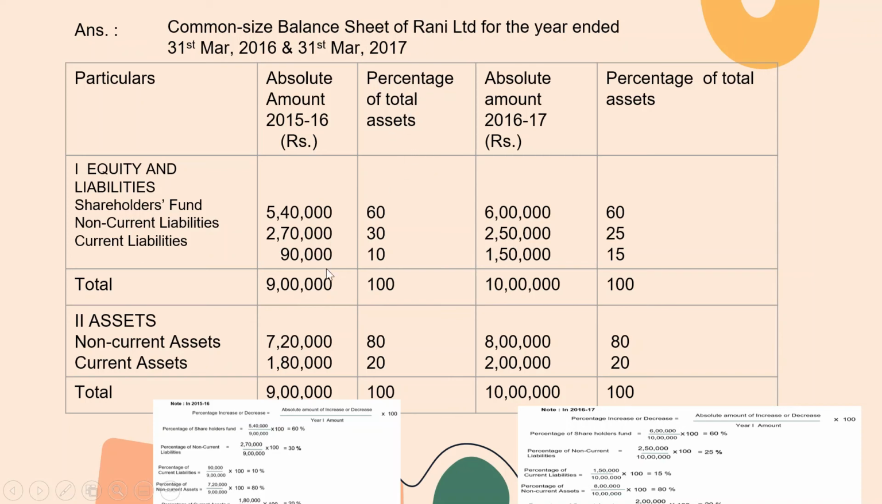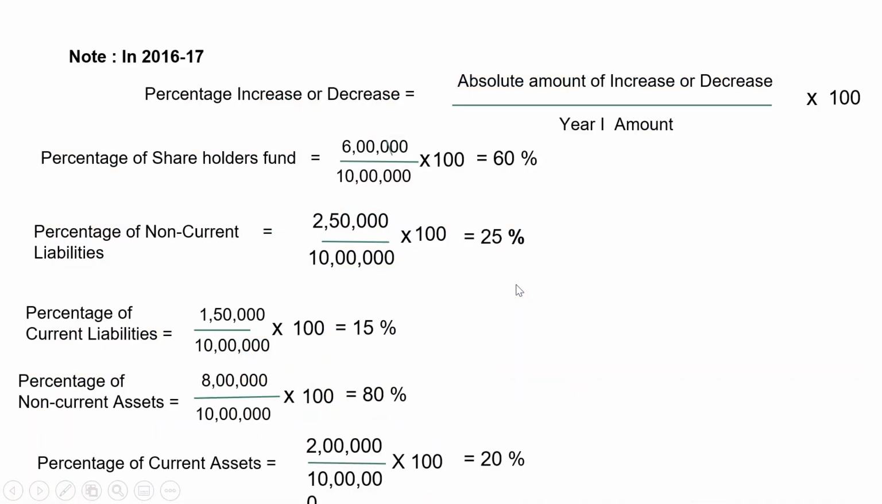Now 5,40,000 divided by 9 lakhs into 100 will give you 60. 2,70,000 divided by 9 lakhs into 100 will give you 30. 90,000 divided by 9 lakh, that will give you 10. So when you add these two, it should come 100. Like that, 7,20,000 divided by 9 lakhs, 80%. 1,80,000 divided by 9 lakh, 20%. So like this, 6 lakhs divided by 10 lakhs you have to find each item.